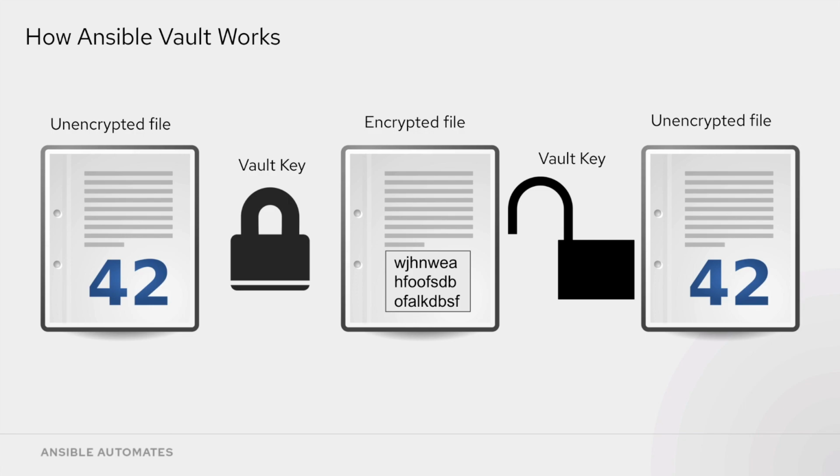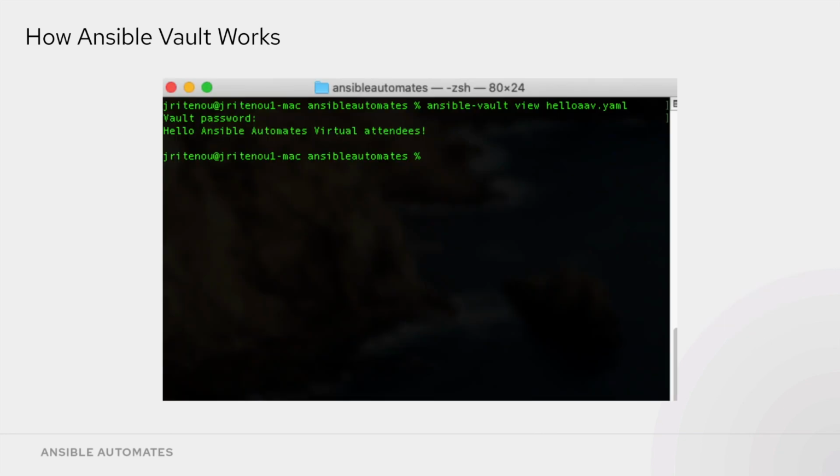So again, it is AES-256, this can be used in a lot of different contexts. So you can see, to actually read that file, I can use the Ansible Vault command to then view it. And again, it'll ask me for my password, and I can then see the actual text in that file.